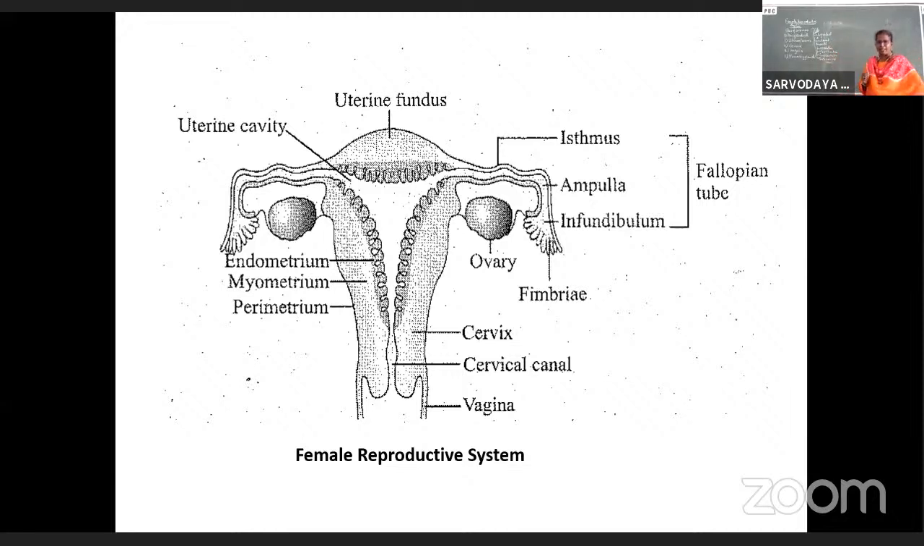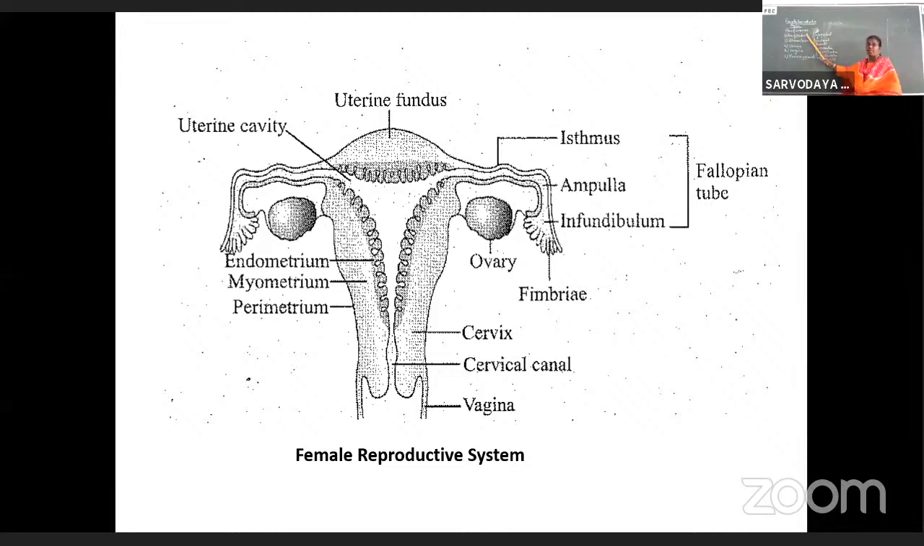Now if you look at the diagram, what do we observe? We observe there is the presence of a pair of ovaries on either side of the uterus. Very close to the ovaries, what do we observe? There is the presence of the ducts.